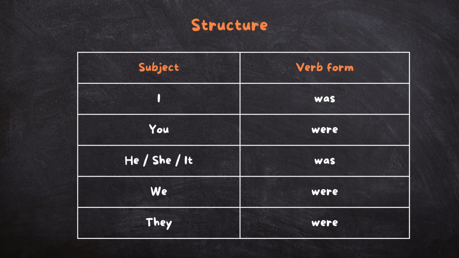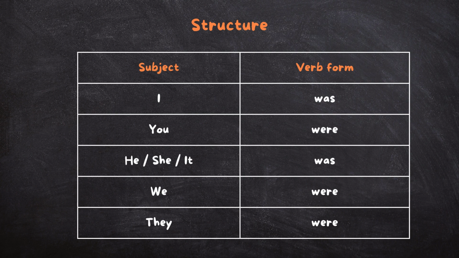Now let's see how we can build the structure of the verb to be using the subject I, you, he, she, and it, and we, and they. For the subject I, the verb form we use for the verb to be is was. For you, we use were. He, she, and it, we use was. For we, it's were. They, you use were.